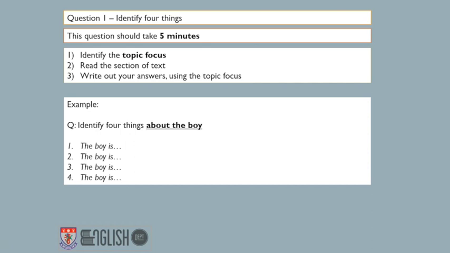So where the question says identify 4 things about the boy, you should start your answer with 'the boy is'. Responding in that way will help to make sure that you are focused on the question and that you don't get misled and accidentally include information that's about, say, the setting. Okay, so pause the video now. You've got 5 minutes to complete this one, and you should write out your answers using the topic focus.